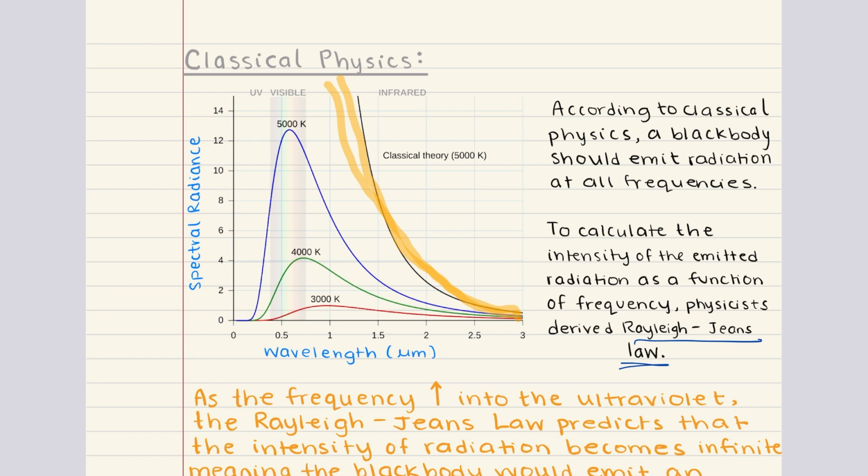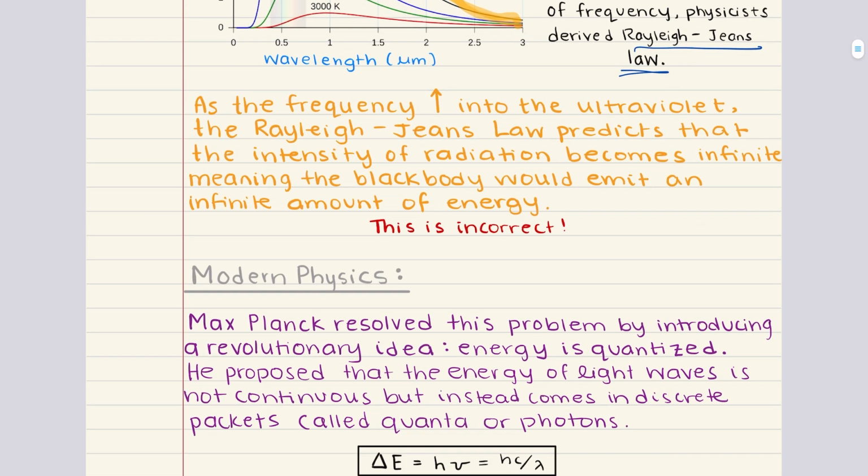The resolution came from Max Planck, who proposed this revolutionary idea. And he said, energy is not continuous. Instead, it's quantized. He suggested that electromagnetic energy is emitted in discrete packets called quanta or photons.